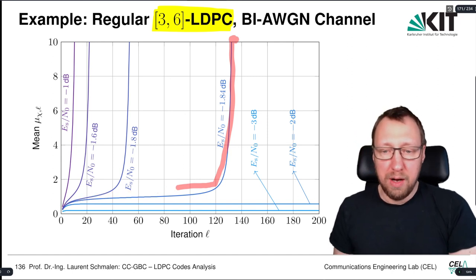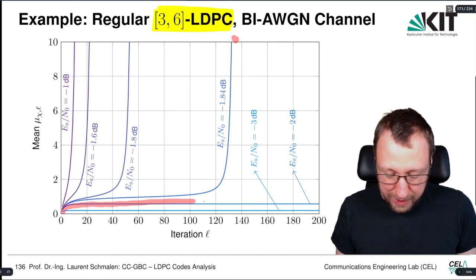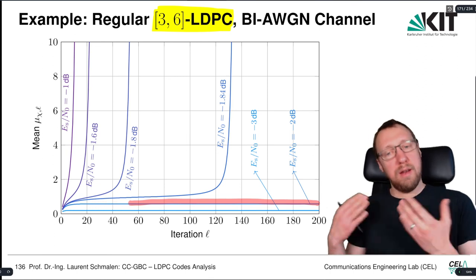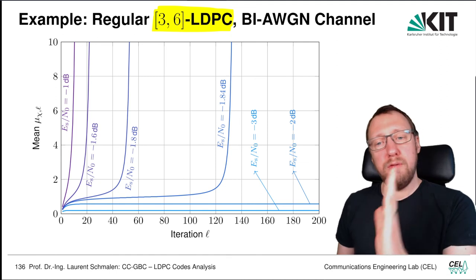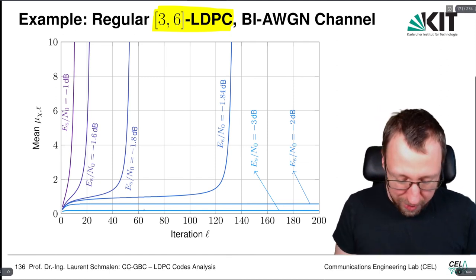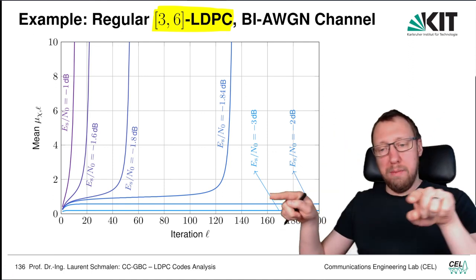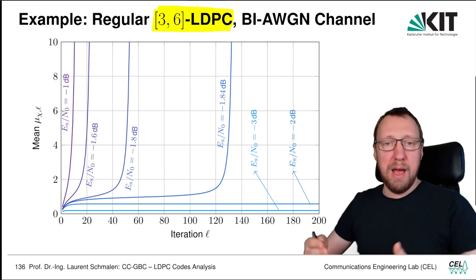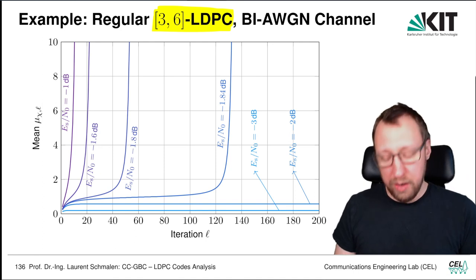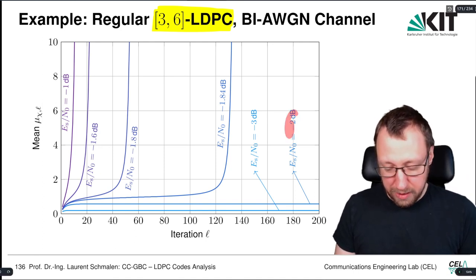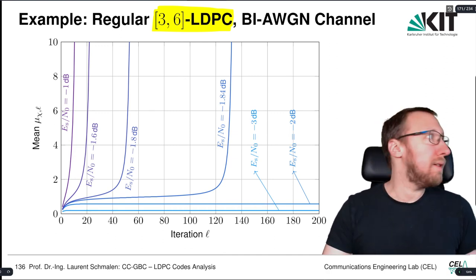And if our Es over N0 is minus 2 dB, then we converge. We get stuck. We are not able to decode, but we have messages that get stuck. We're in a fixed point. So the distribution of our messages does not change anymore, and we have a mean that is around 1. And of course, because we have a Gaussian, it means that our messages will have an error and will not be able to recover this error anymore. So this is what is going on here. So we cannot decode for minus 2 dB, also not for minus 3 dB, because our error will be even worse.